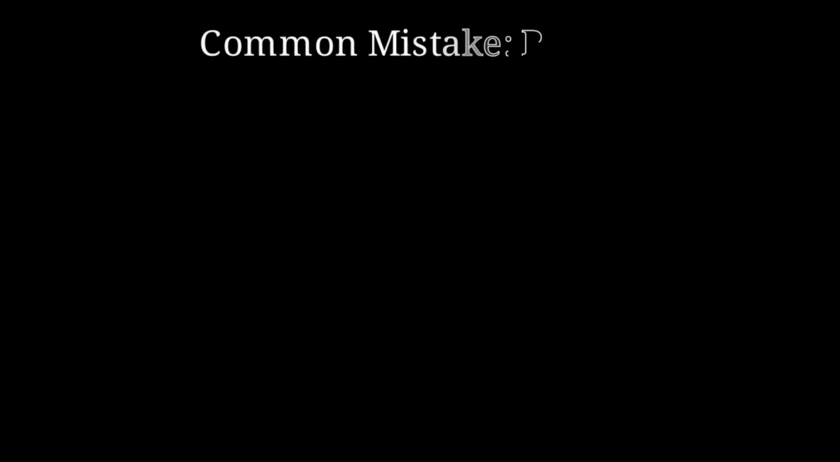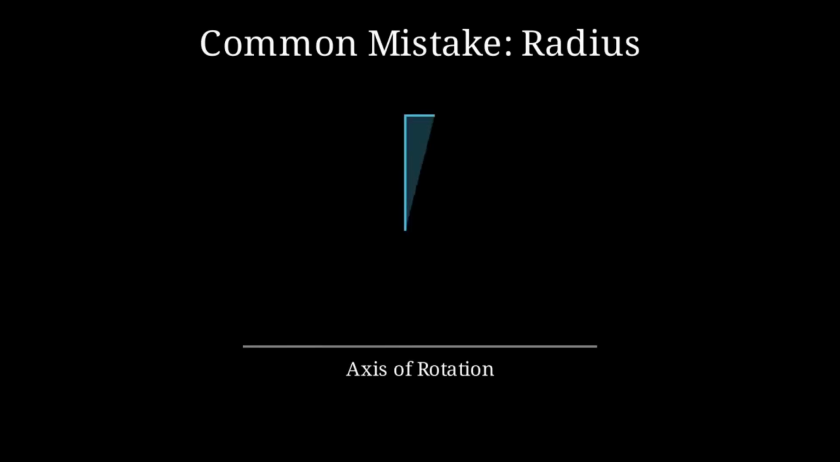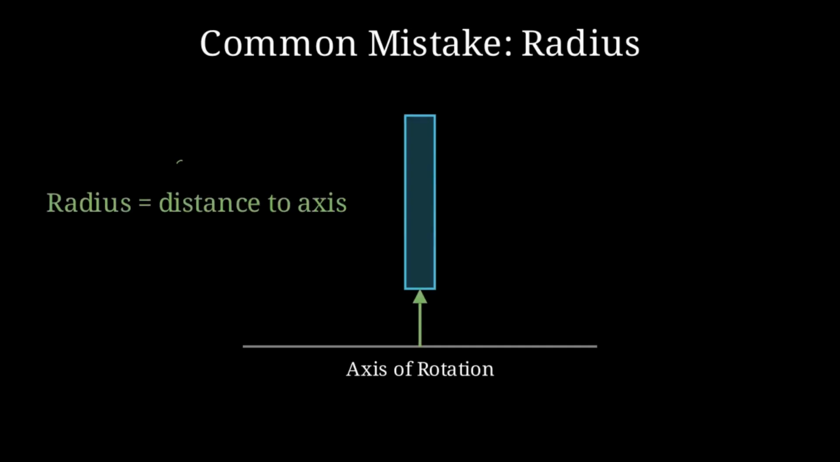In the shell method, don't confuse the radius with the height. The height is determined by the function's boundary, while the radius is the distance from your slice to the axis of rotation. If you're rotating around the y-axis, the radius is usually just x.